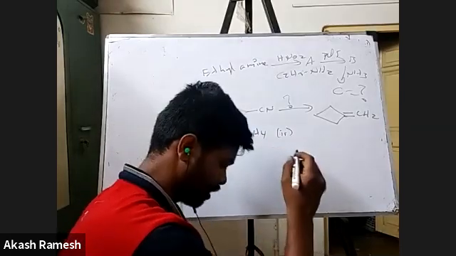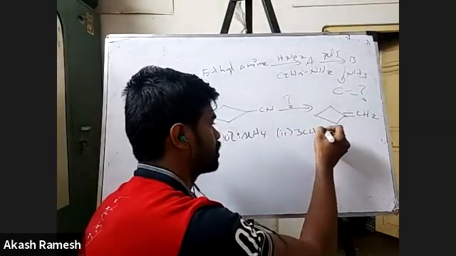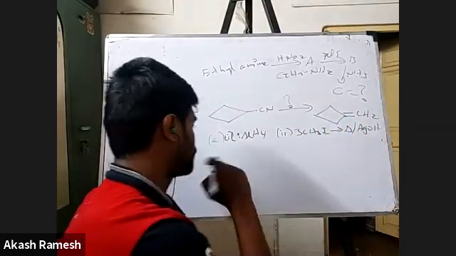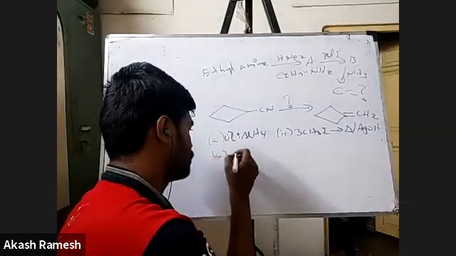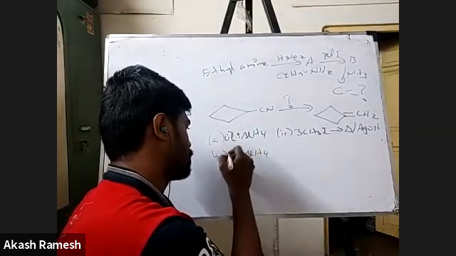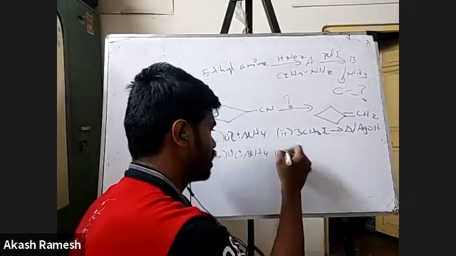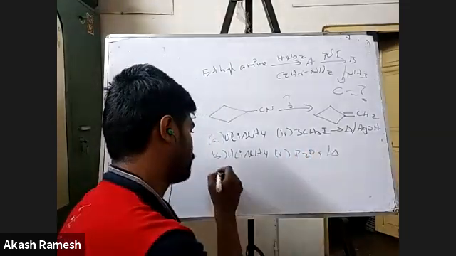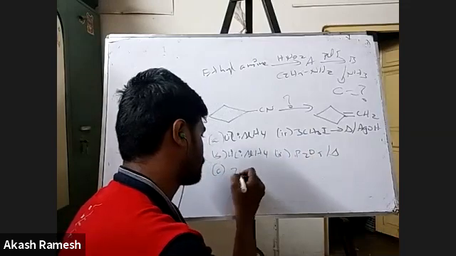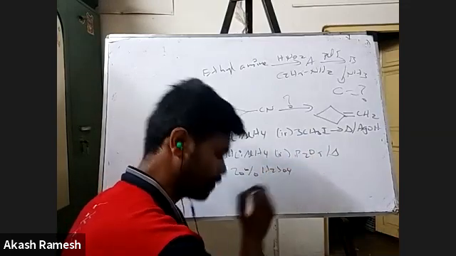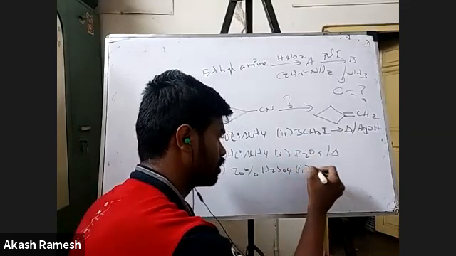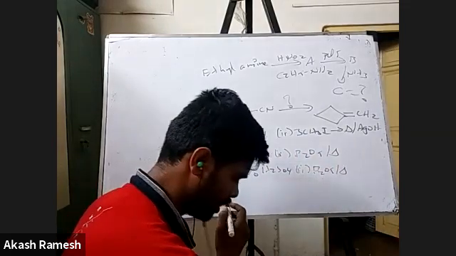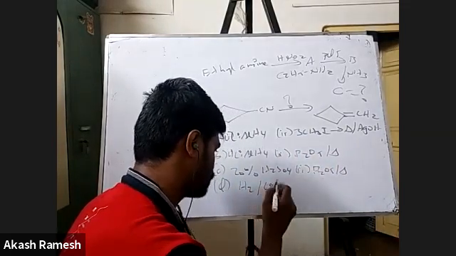Option A: first, 3 moles of CH3I, followed by heating with AgOH. Option B: LiAlH4 first, then P2O5 heating. Option C: 20% H2SO4, and second, P2O5 heating. And option D is H2 in the presence of nickel.